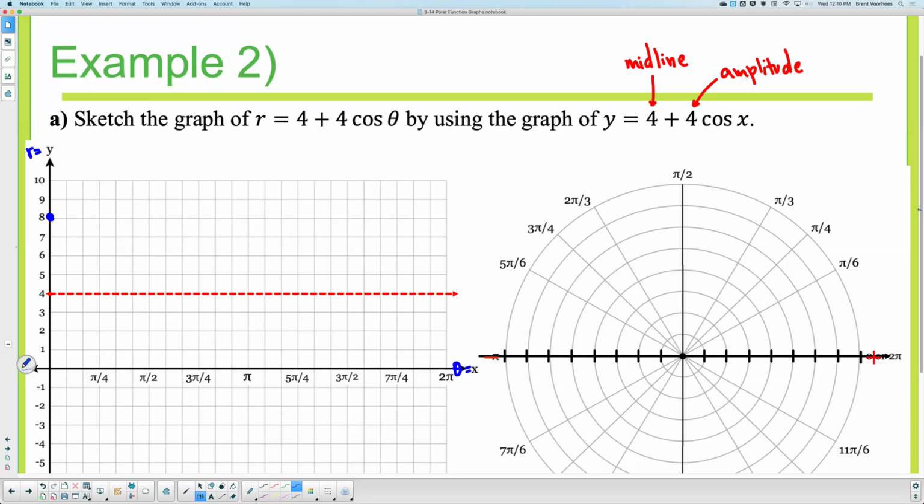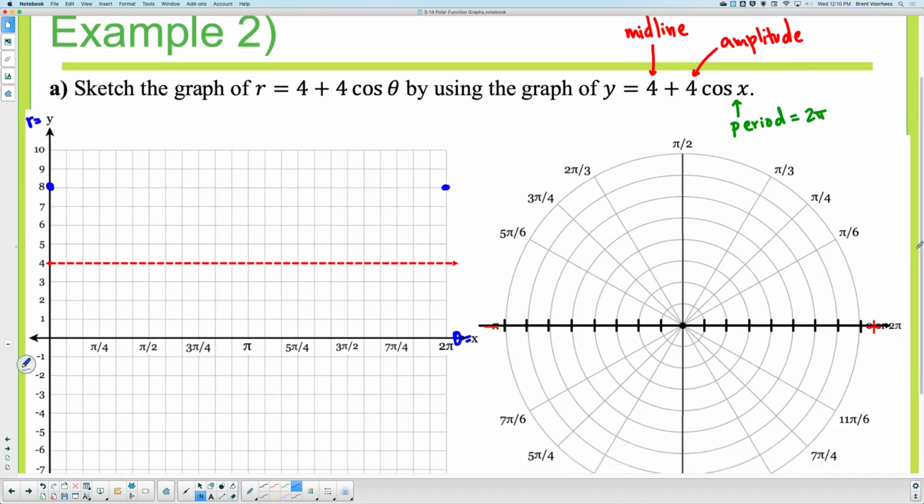One more review question. What's the period for cosine? Perfect. The period for cosine is 2 pi, which means if you go 2 pi across, we'll have another point that's going to be at 8. You could look here in this circle. We start at the maximum at 0. We reattain the maximum at 2 pi.